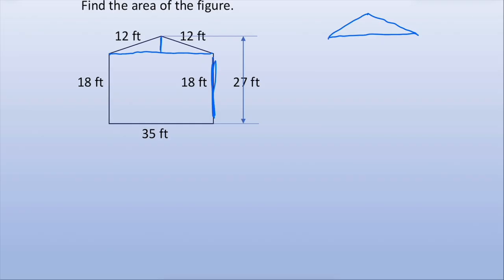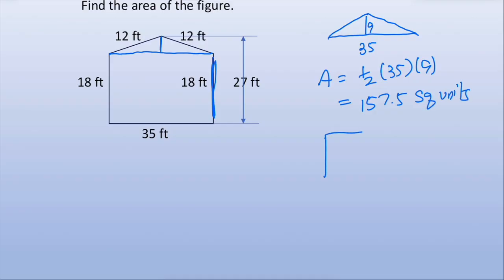This height has to be 9. And I know the base is 35. So if I use the area formula, 1/2 base times height, and let's do that math, 1/2 times 35 times 9 is 157.5 square units.